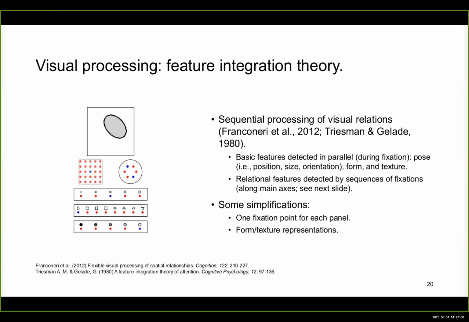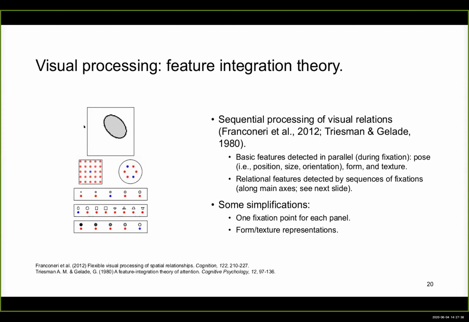It's broadly inspired by feature integration theory in that we're assuming there are some basic features that are just detected in parallel during a fixation, such as pose, form, and texture. And then we detect relational features based on sequences of fixations that take these basic features as input. We make some simplifying assumptions. We assume that each panel is just one fixation point, and we have domain-specific form and texture representations. So you can see all this in the figure on the left here.